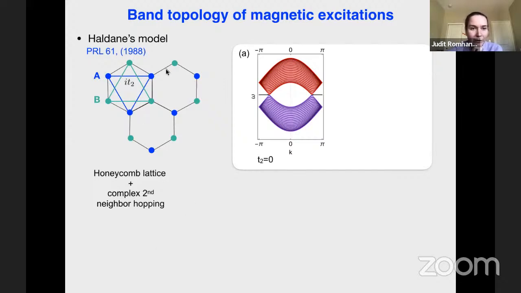But as Haldane pointed out, if we take into account second neighbor hoppings, that due to the symmetry properties of this lattice can have complex amplitude. These are forbidden on the first neighbors because that has an inversion symmetry. But if you have this on the second neighbors, this can actually render the bands topologically non-trivial.